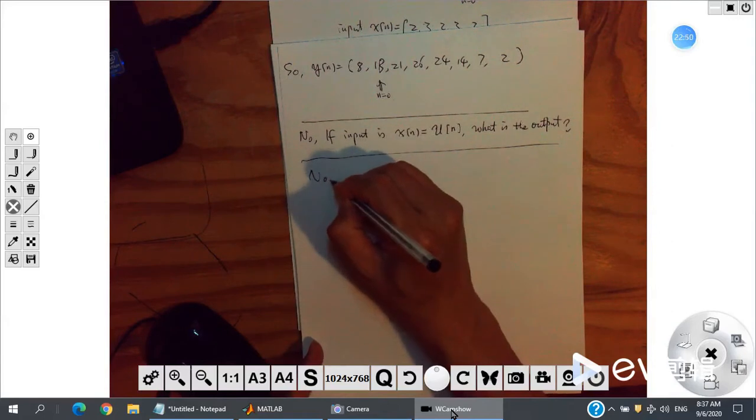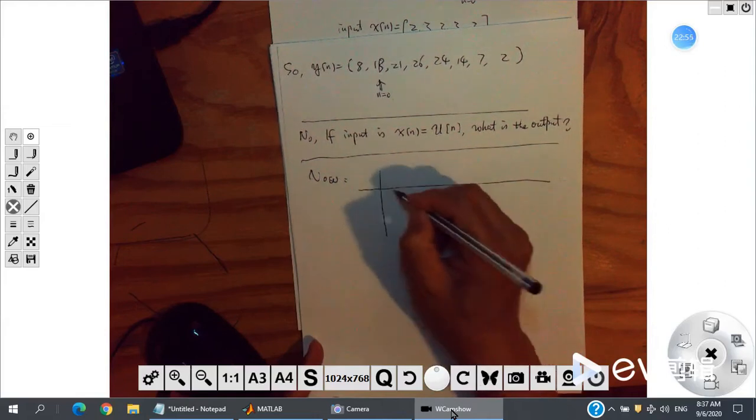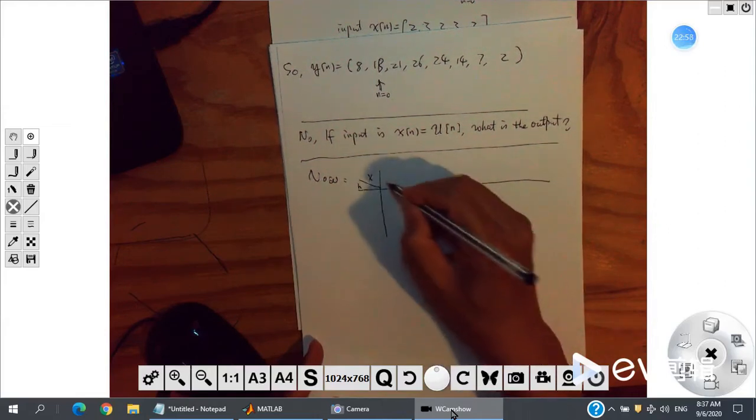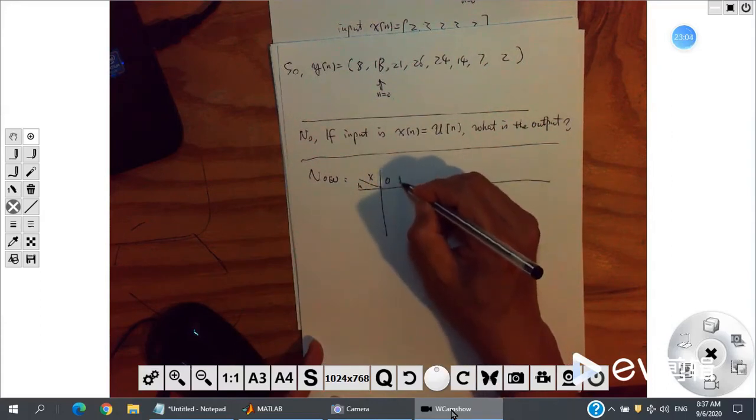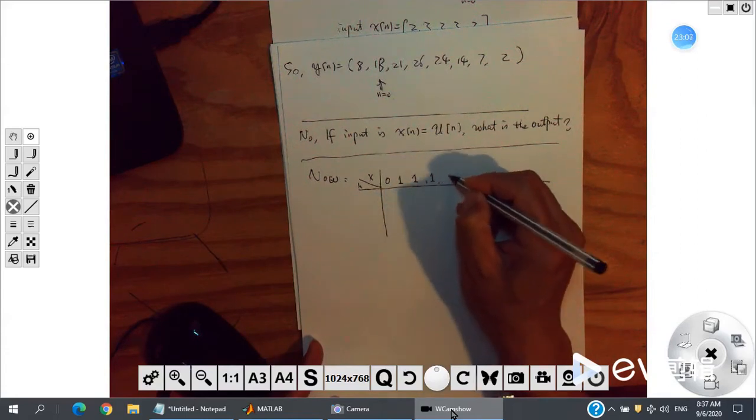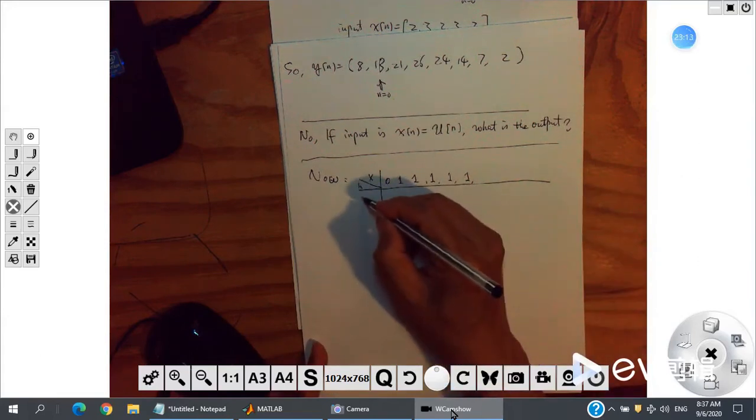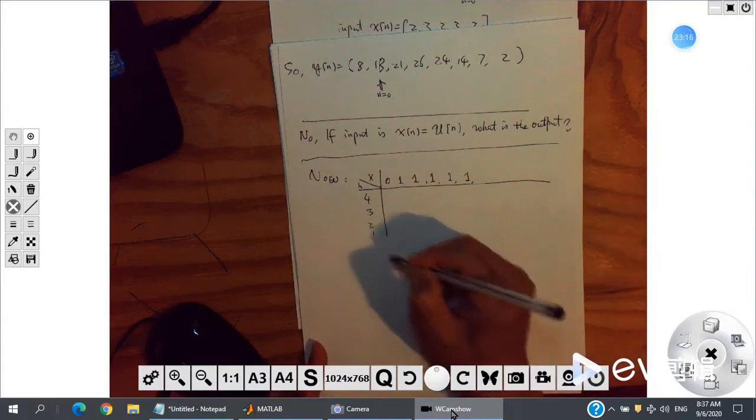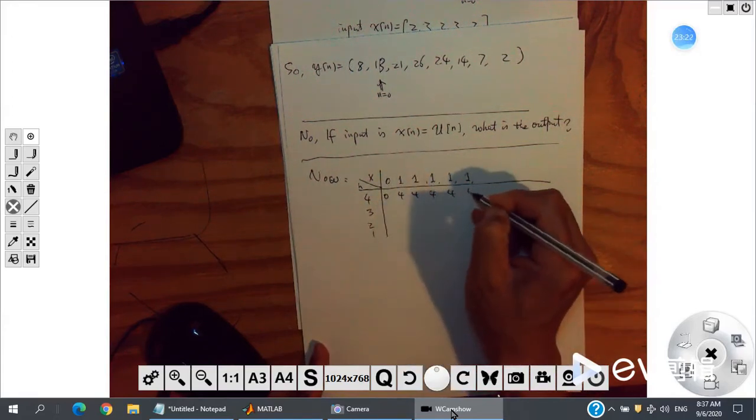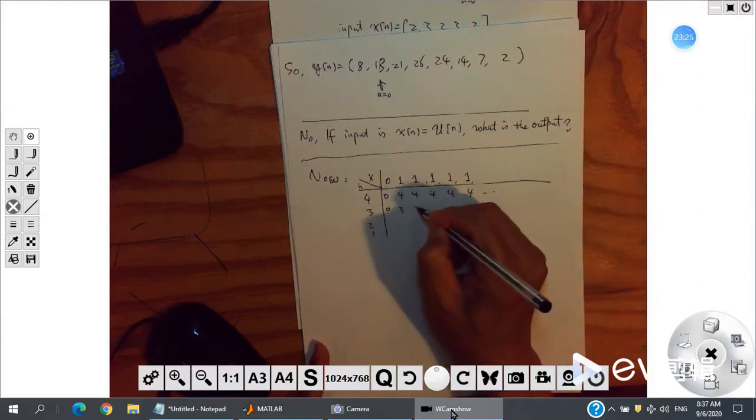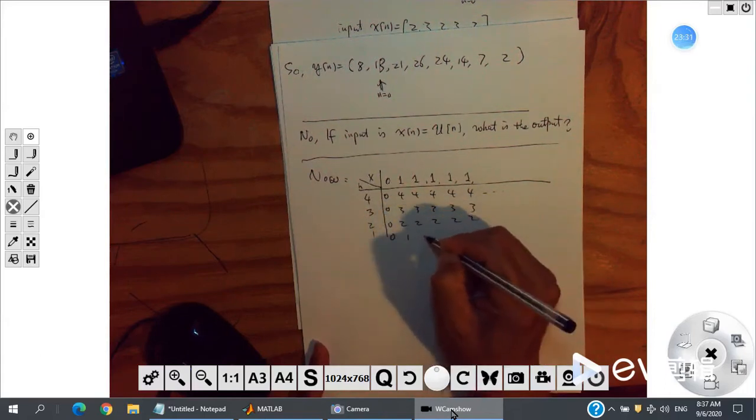Now I put x here, h here. The x will be u of n, so I put 1, zeros, then 1, okay, 1 forever. And the h is 4, 3, 2, 1. We do multiplication. I have 0, 4, 4, 4, 4, 4, all the 4s. And 0, 3, 3, 3, 3, 3, and 2, 2, 2, 2, and 1, 1, 1, 1, 1.